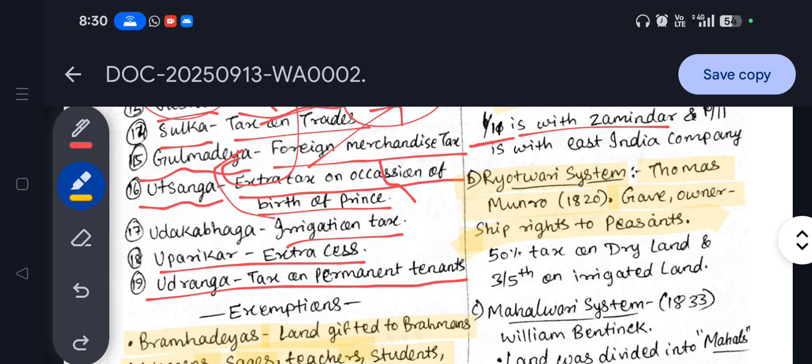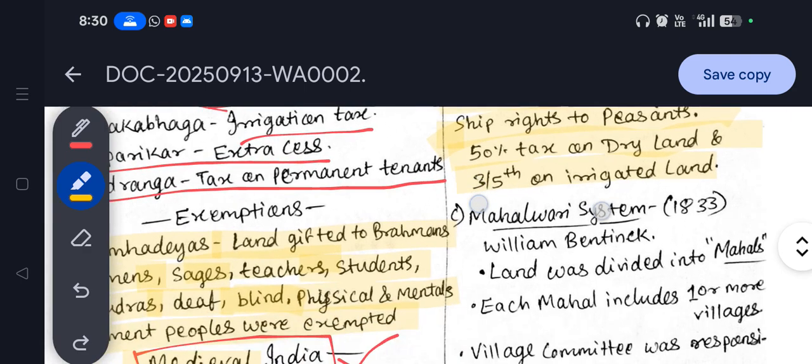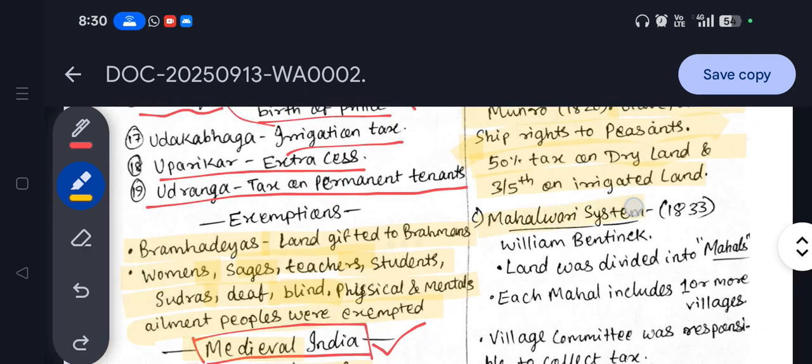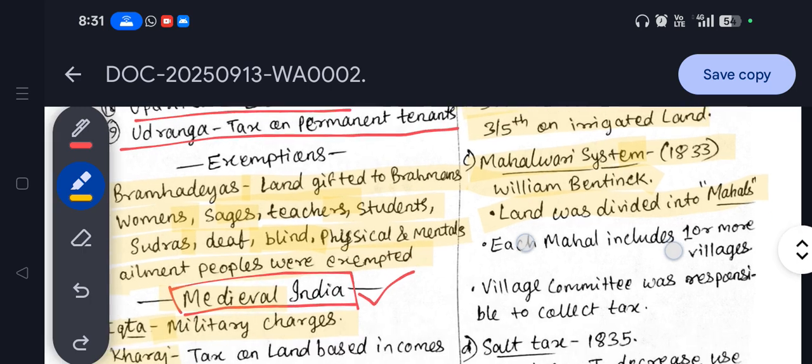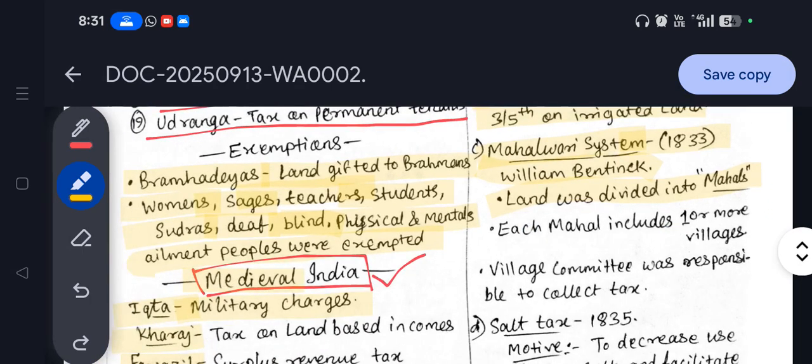So 50% tax on dry land. If the land is non-cultivated, then 50% tax on dry land and 3/5 on irrigated land. Next is the Mahalwari system. This system was also popular in that era. In 1833, it was introduced by William Bentinck. Land was divided into mahals, and as it is known as the Mahalwari system, each mahal includes one or more villages.